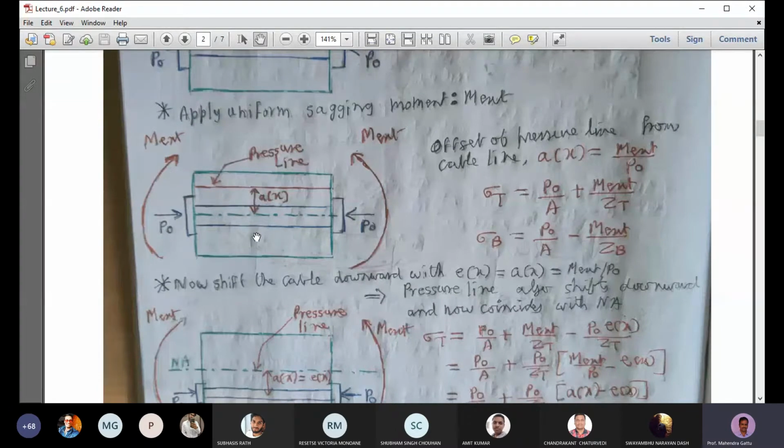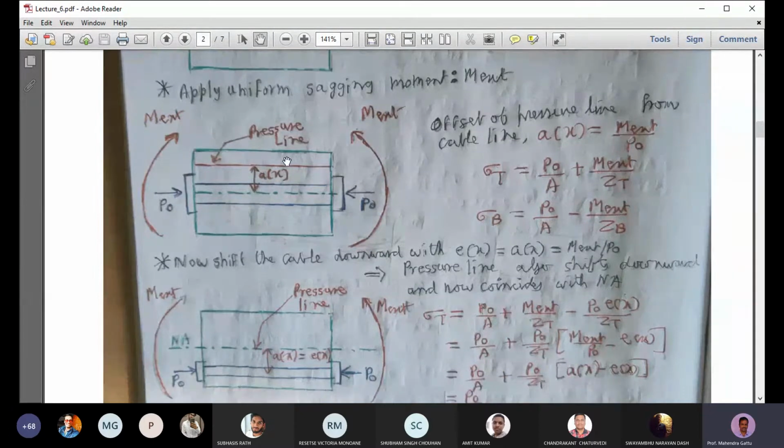And once we know the pressure line, we can calculate the stress at the top and the stress at the bottom. The compressive stress at the top will be P naught by A plus M external by ZT, because this is a sagging bending moment, so the top fiber is in compression. And the bottom fiber will be P naught by A minus M external by ZB, because the bottom fiber goes into tension under the action of this M external loading. So this is the top fiber stress and the bottom fiber stress.